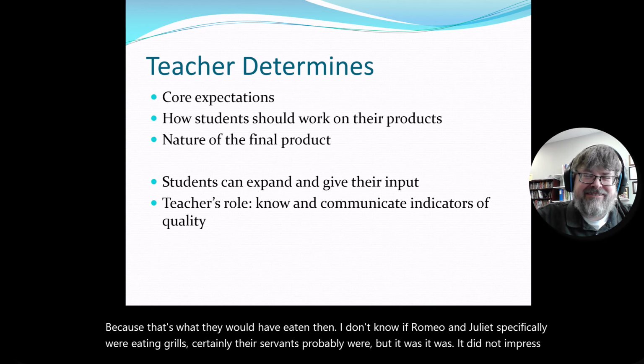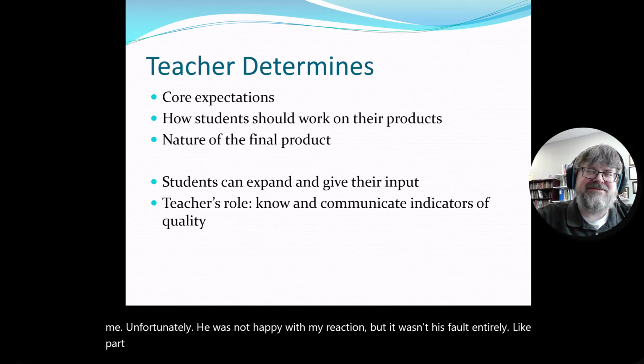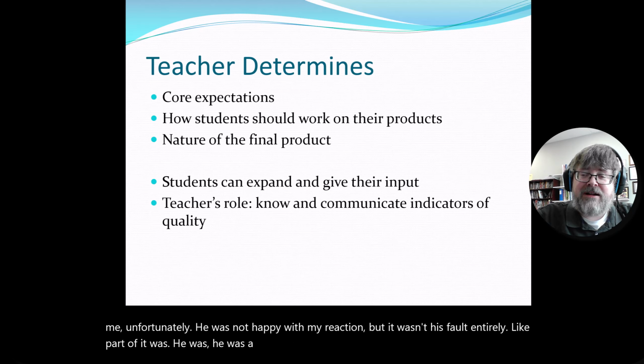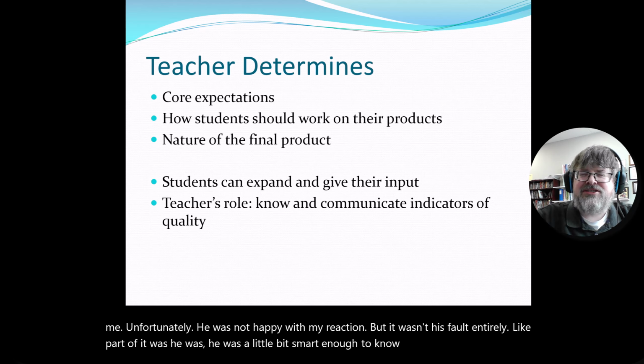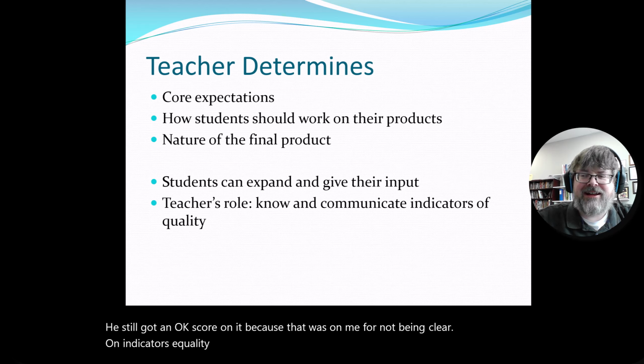He was not happy with my reaction. But it wasn't his fault entirely. Like part of it was. He was smart enough to know better. But he still got an okay score on it because that was on me for not being clear on indicators of quality. I revised that assignment the next time I taught it.